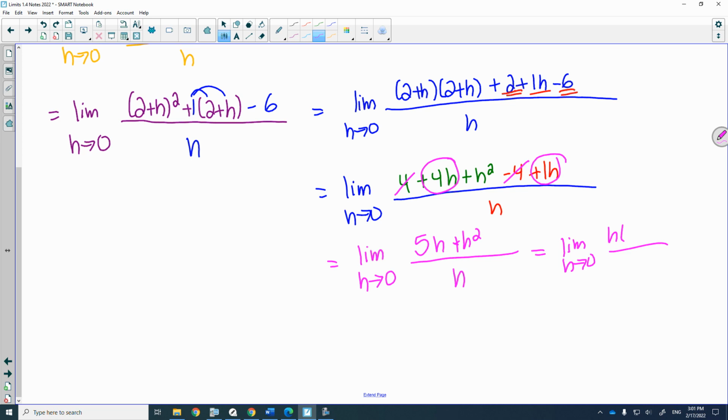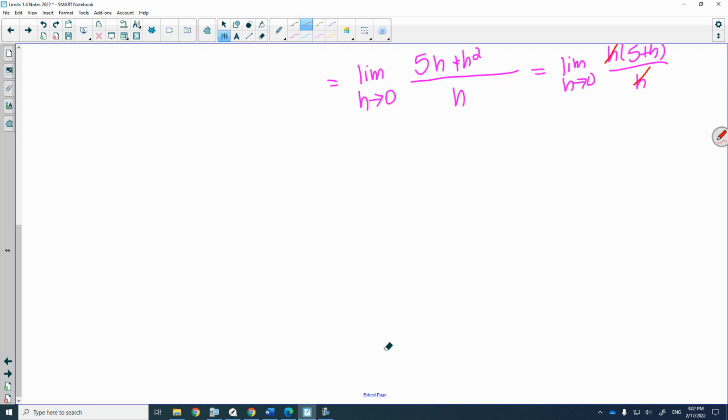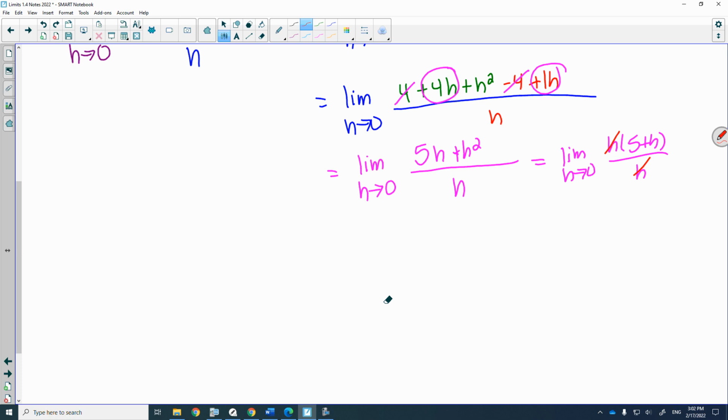And we would have 5 plus h all over h. And then here's where our factors will cancel. So that cleaned up to be the limit as h approaches 0 of 5 plus h. And now I could substitute in. I no longer need to write limit. So that's going to be 5 plus 0, and that is equal to 5.